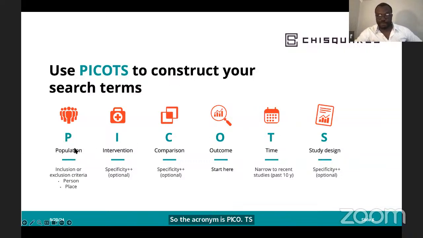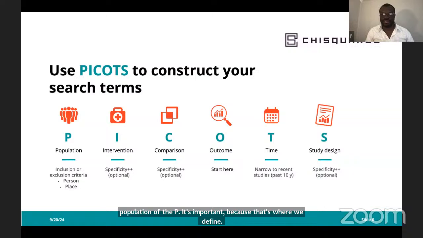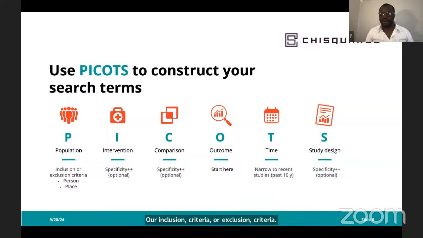P stands for population. When we're defining our research question or search terms, the population is important because that's where we define our inclusion or exclusion criteria in terms of person or place. The I is the intervention, right? And when we're creating our search terms to look at PubMed or Web of Science, including the intervention helps us to increase the specificity of our search. It makes our search more specific.